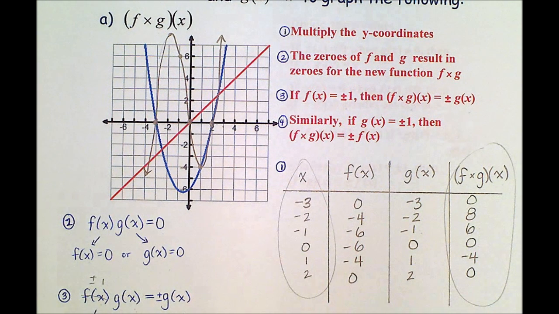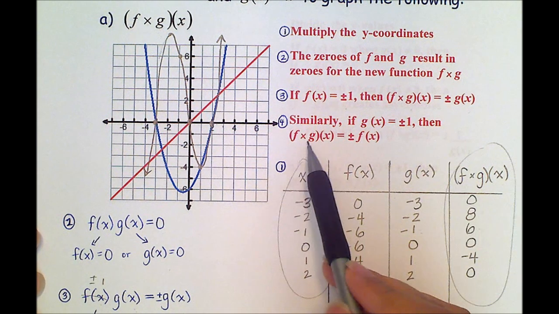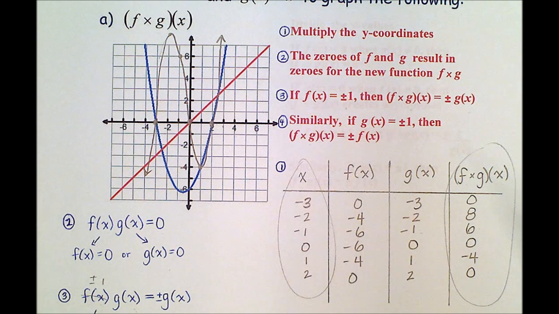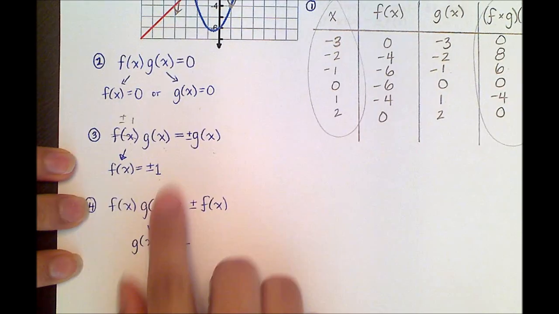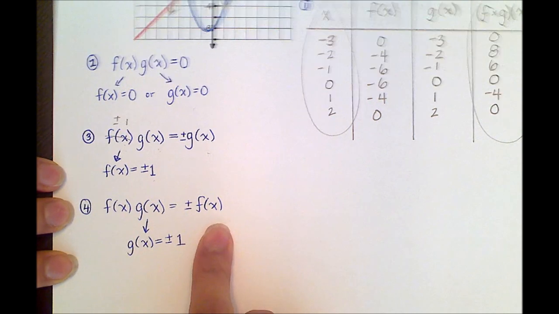Anyway, so same thing here. Similarly, if g of x is equal to plus or minus 1, then wherever g of x is equal to plus or minus 1, the resulting function would be equal to plus or minus f of x. And so it sort of looks like that. Okay, so if g of x is equal to plus or minus 1, the resulting function would be equal to plus or minus f of x.